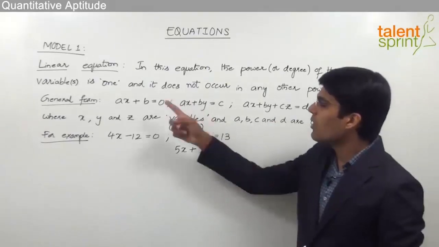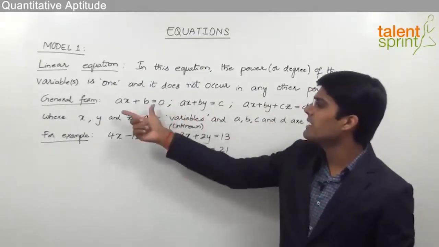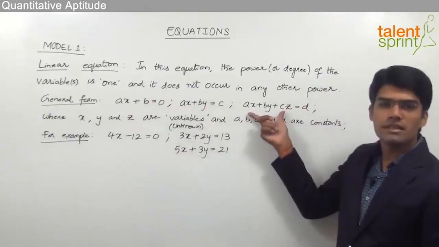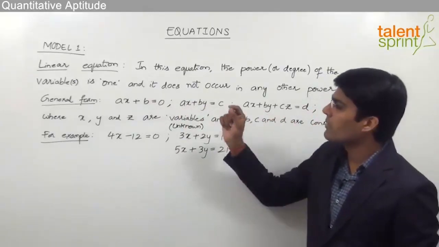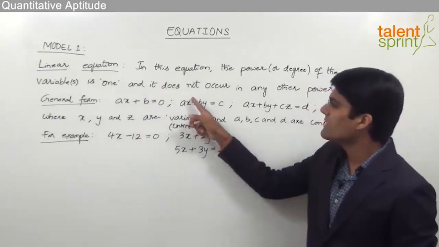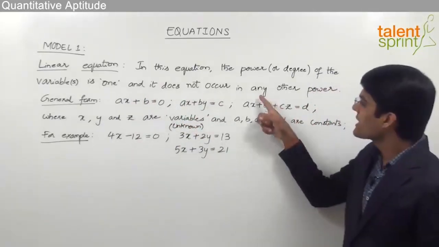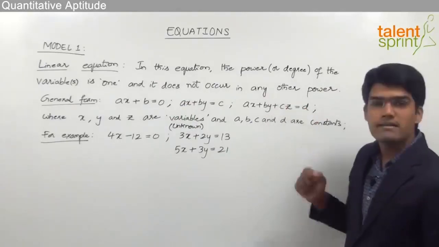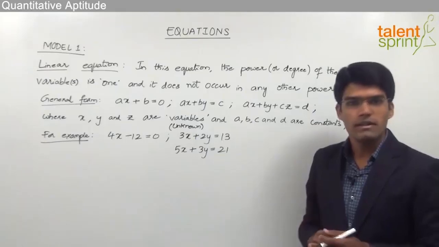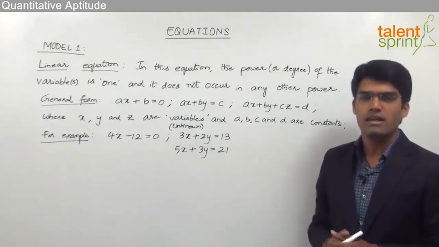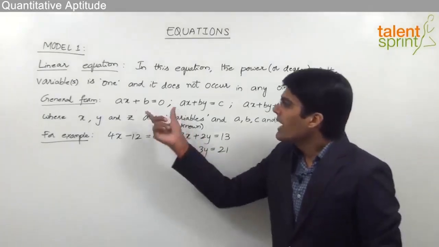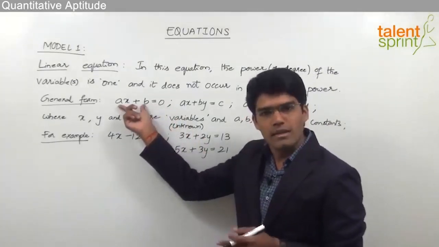So as you can see, in all the three cases, that is a linear equation in one variable, in two variables, and in three variables, the highest power of the variables is 1. This is x power 1. Similarly, here it is x power 1 and y power 1. x power 1, y power 1 and z power 1. So such equations where the highest power of the given variable or unknown is equal to 1 are referred to as linear equations.